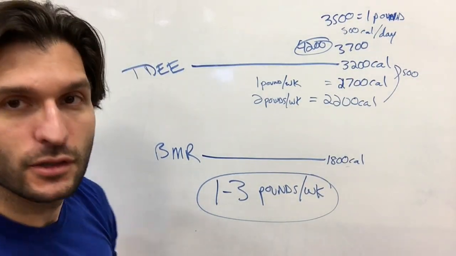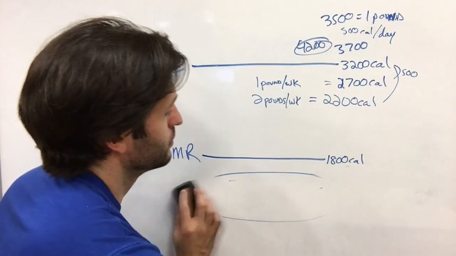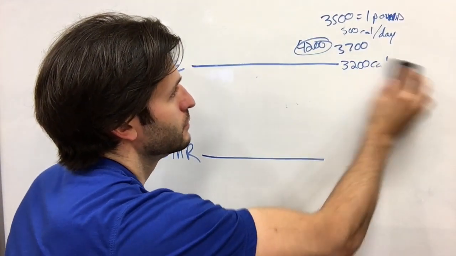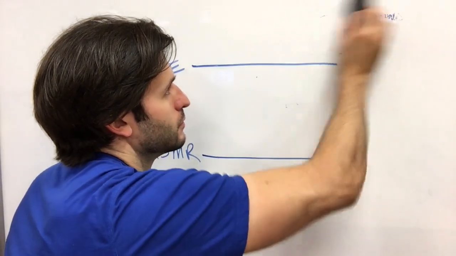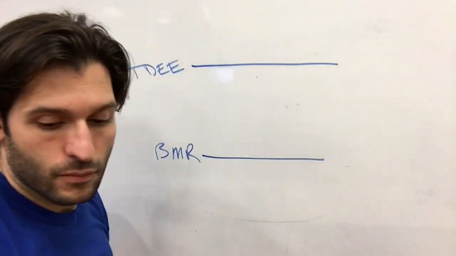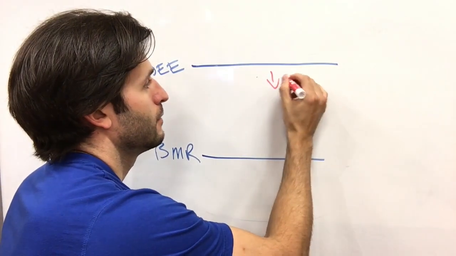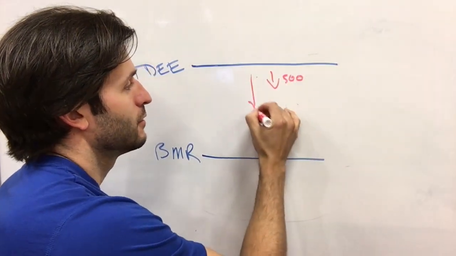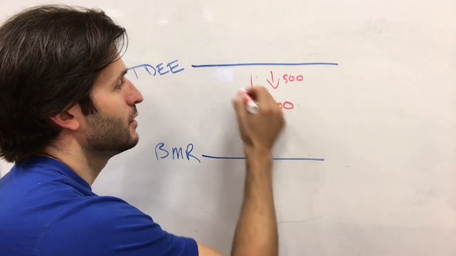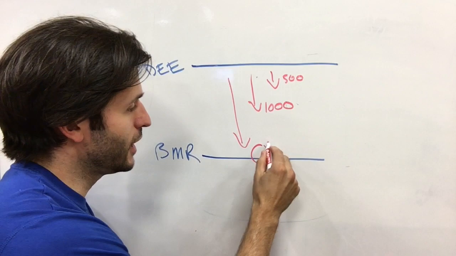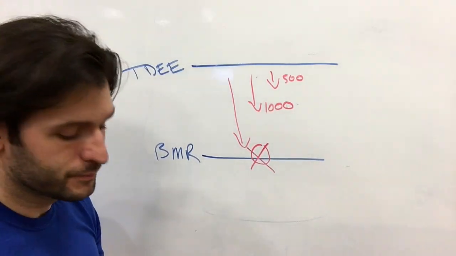Let me erase some of this so you can see this a little bit more clearly. So, if I'm trying to lose weight, pick something conservative, maybe just 500 less, maybe just 1,000 less, but don't get too close to this. This would be bad, okay? Don't do that. Don't reach the BMR.